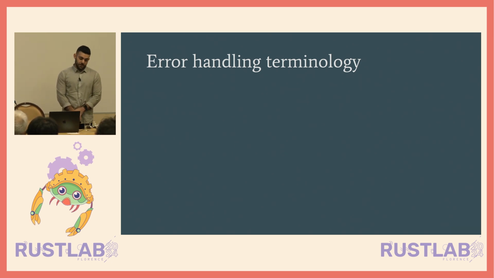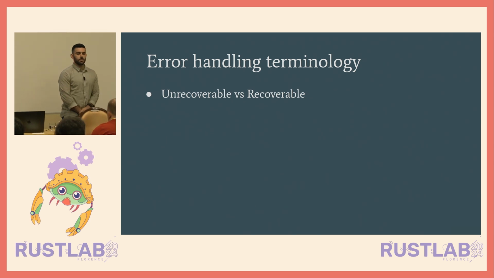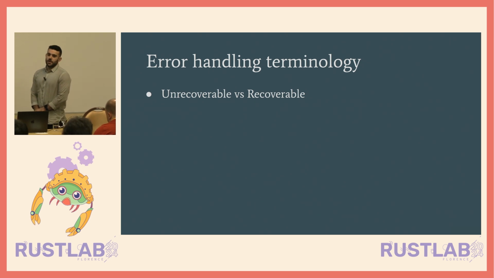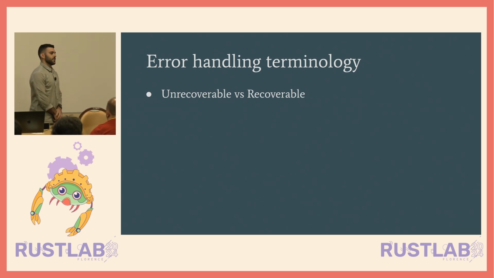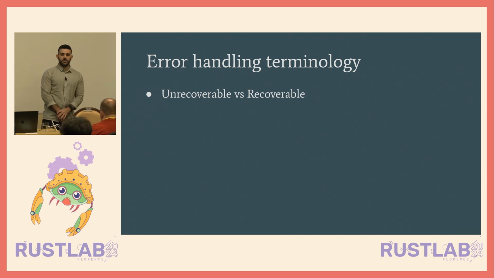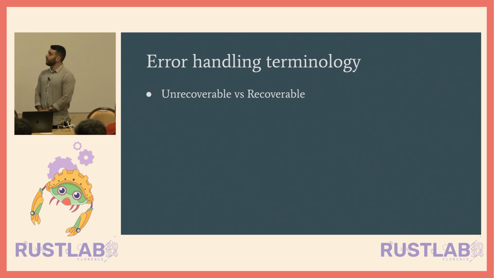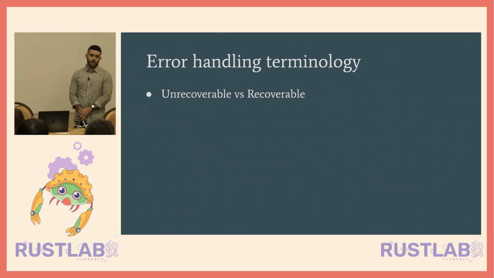In Rust and in error handling in general, we usually categorize errors into two types: unrecoverable errors and recoverable errors. For unrecoverable errors, imagine that you have a critical configuration file that you need to read, and if you are not able to read it, your process will not know what it needs to do. So this, for example, might be an unrecoverable error.